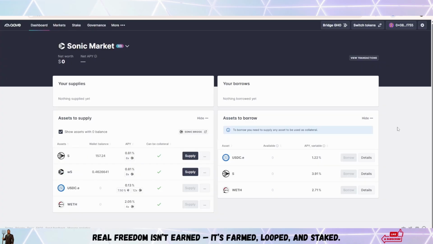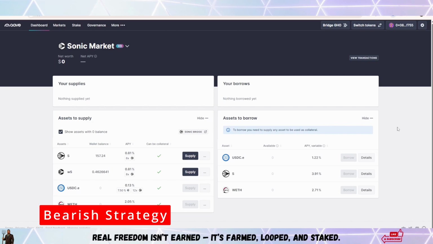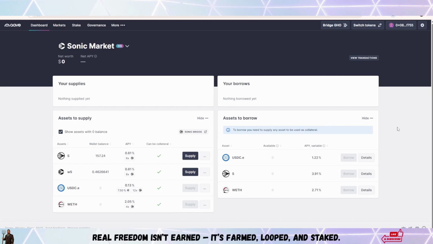So here we are on the next section, which is obviously the bearish strategy. Now again, this is obviously high risk. So the key here is we're starting with, let's say, USDC in this scenario. So what we do is we deposit our USDC into this pool. With that, we can turn around and borrow S. With that borrowed S, we can obviously sell it. And we're pretty much short S in this case.